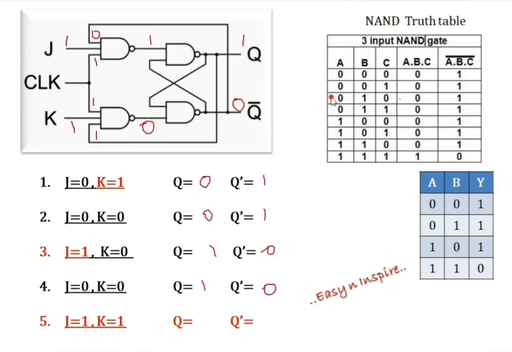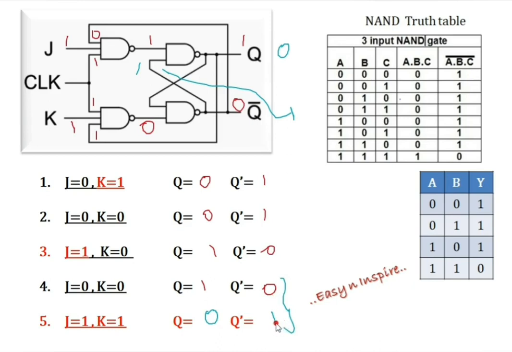Whatever the other input may be, it results 1. See, one input is known. Whatever the other input may be, it results 1. Place this one here. 1, 1 results 0. So you got 0, 1. So if you observe this carefully, the output is changed. 1 is changed to 0, 0 is changed to 1.